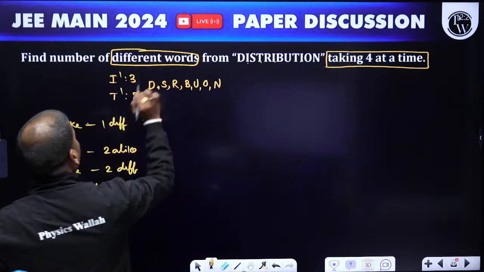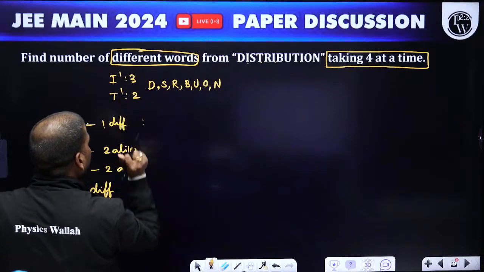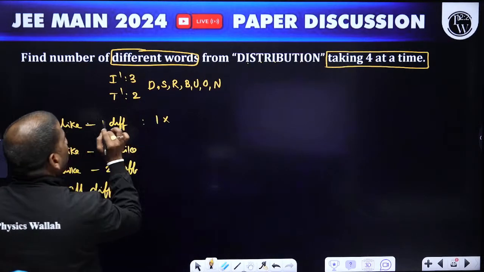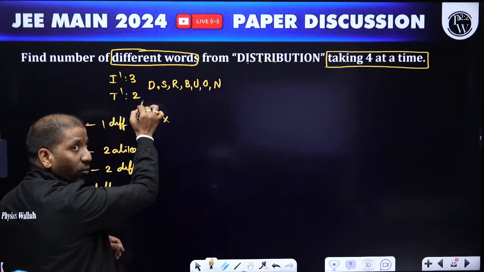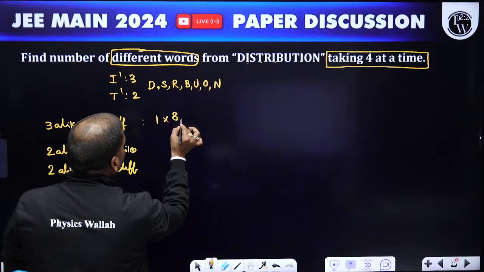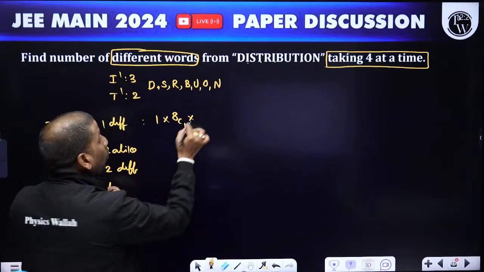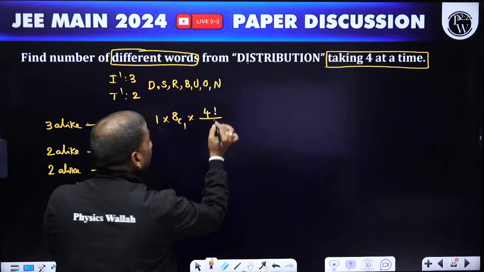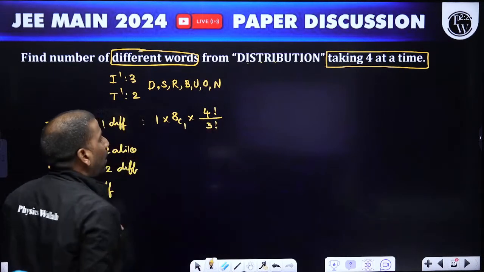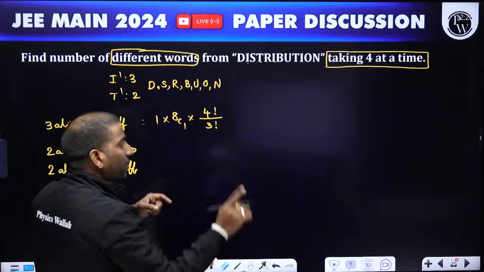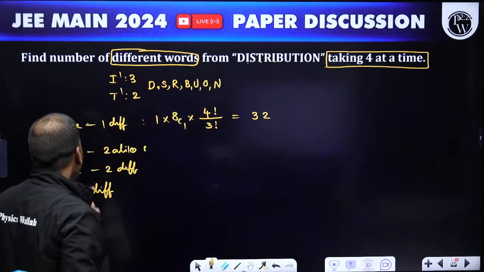Now we are going for the different words, so we need to arrange also. First we need to select 3 alike. This is the only one case we need to take. And 1 different. How many different letters? 3, 4, 5, 6, 7, 8. So out of 8, choose 1: 8C1. Then we have 4 letters; arrange them in 4 factorial, in which 3 are alike, so 4 factorial by 3 factorial. 8C1 is 8, and 4 factorial by 3 factorial is 4. So directly this is 32. Next, 2 alike, 2 alike.